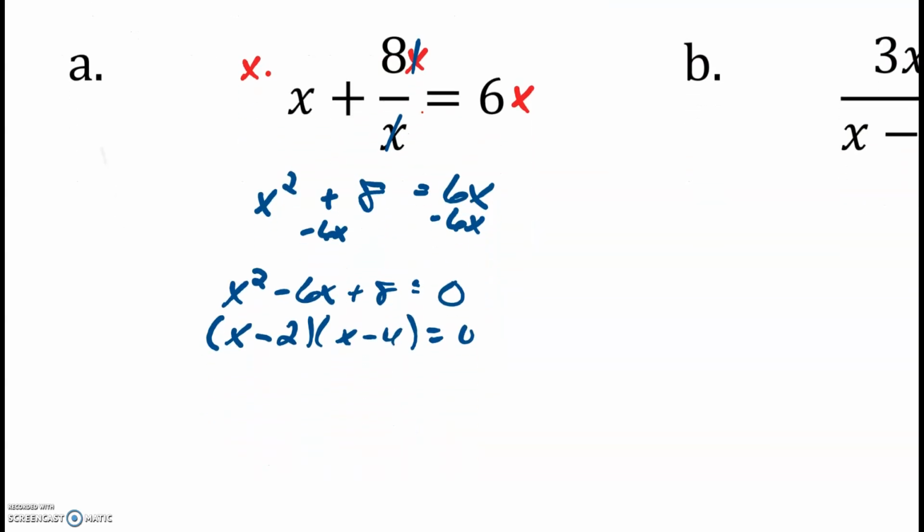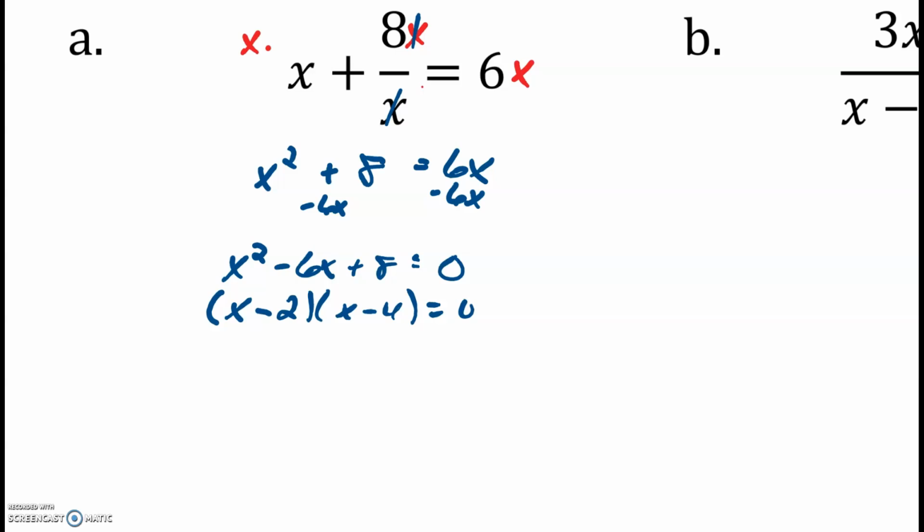Now I have two things multiplied to equal 0, so either the first thing equals 0 or the second thing equals 0. X minus 4 equals 0. Solve each of these and I get x is equal to 2 and x is equal to 4.